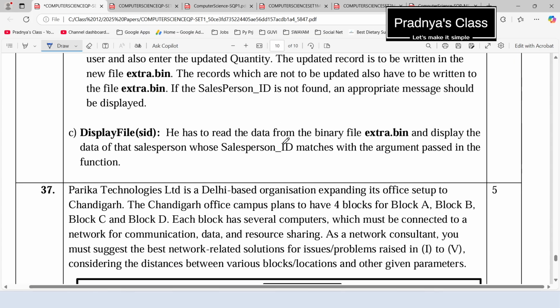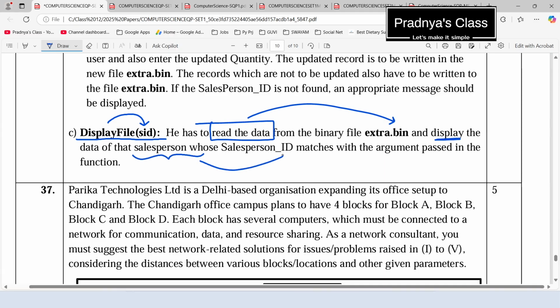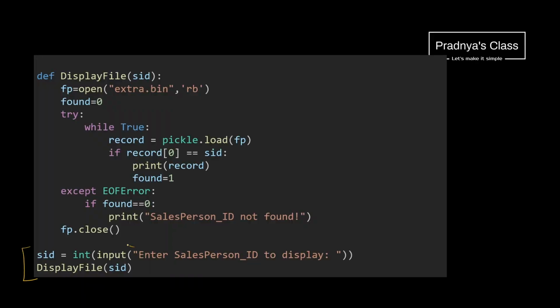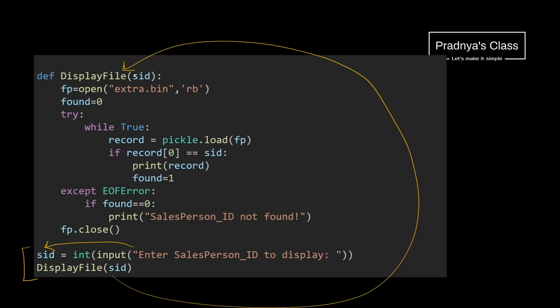Now let's read the third task. In this, we need to write the user-defined function display file which will take SID as a parameter. See, we have to read the data from the extra.bin file. But there is a condition: we need to display the data of that salesperson whose ID matches with the argument passed in the function. It means we have to display the data of that particular salesperson whose ID we will send as a parameter. Alright, then we need to send the parameter, that's why we are taking input and sending that sales ID to the user-defined function.